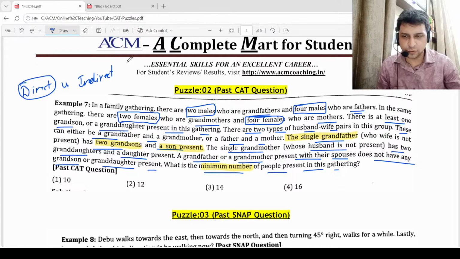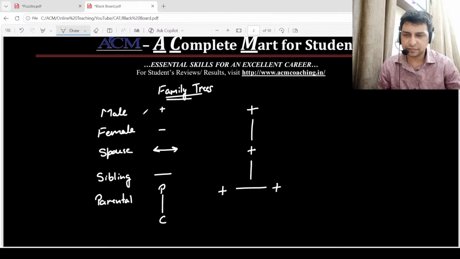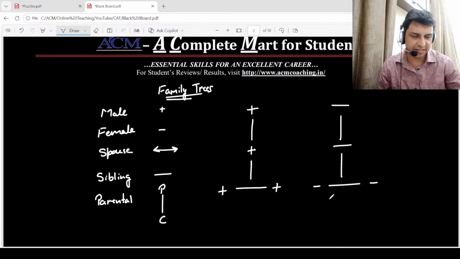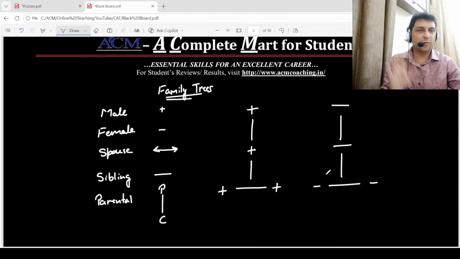Another line which we can start with, that is direct data: a single grandmother whose husband is not present has two granddaughters and a daughter present. So another grandmother who has one daughter and two granddaughters present. So that is how we are making it.